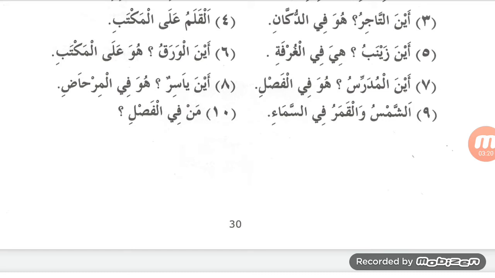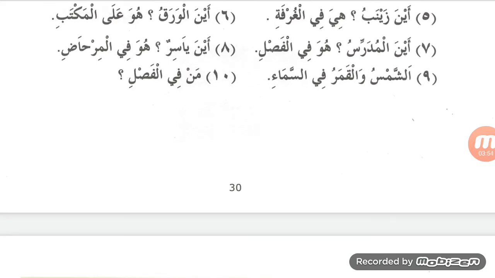Al-qalamu ala al-maktabi, the pen is on the desk. Al-qalamu, the pen, ala means on. Al-maktab, the desk. Ala al-maktabi, on the desk. Al-qalamu ala al-maktabi, the pen is on the desk. Ala, like fi, is a harf jar, i.e. generally it causes the final letter of the noun that comes after it to have a zir, kasrah.